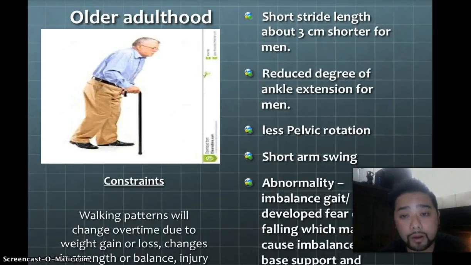Older adulthood, we have a short stride length, about 3 centimeters shorter for men to be exact. The reduced degree of ankle extension for men mostly, and less pelvic rotation. Short arm swing. Abnormality would be imbalanced gait, developed fear of falling which may cause imbalance of base support and short step. Constraints would be walking patterns will change over time due to weight gain or loss, change in strength or balance, or injury.